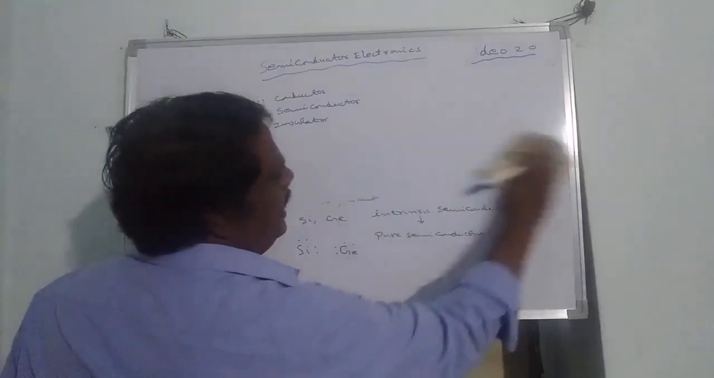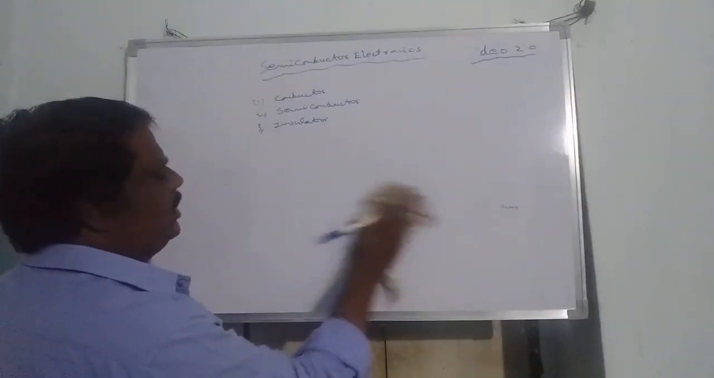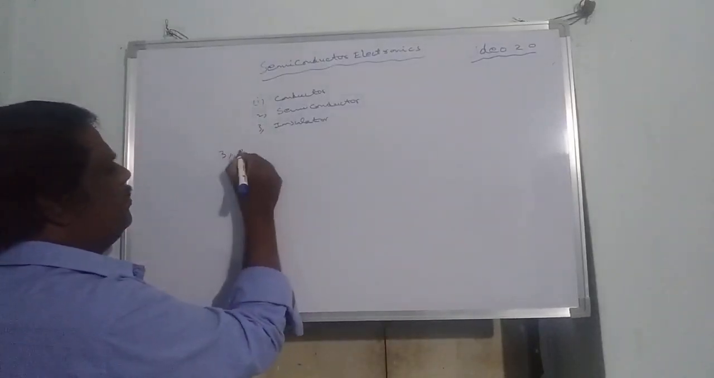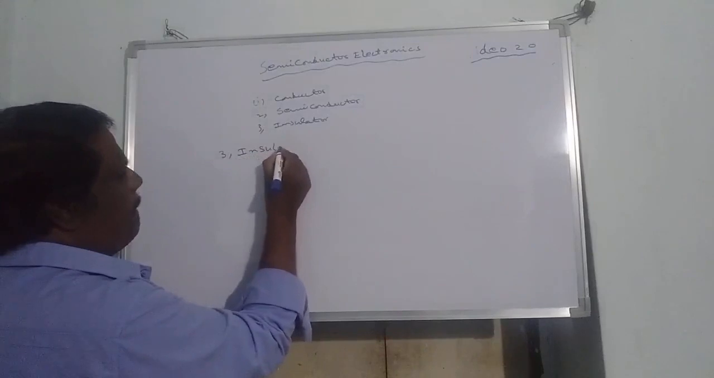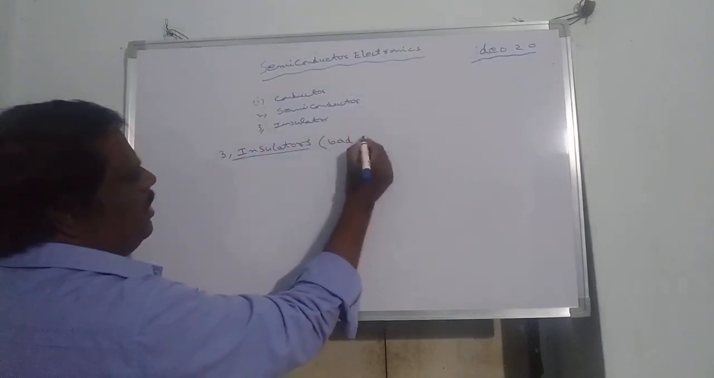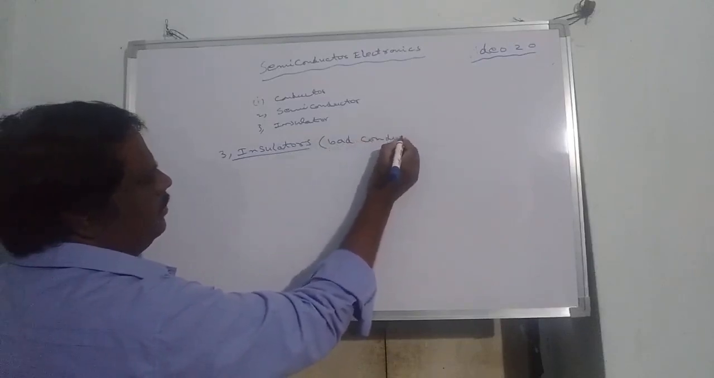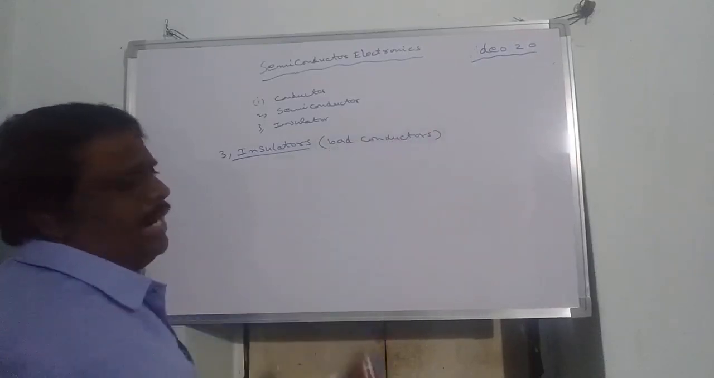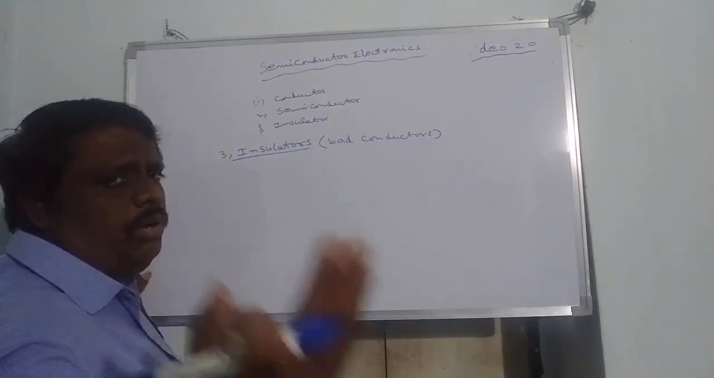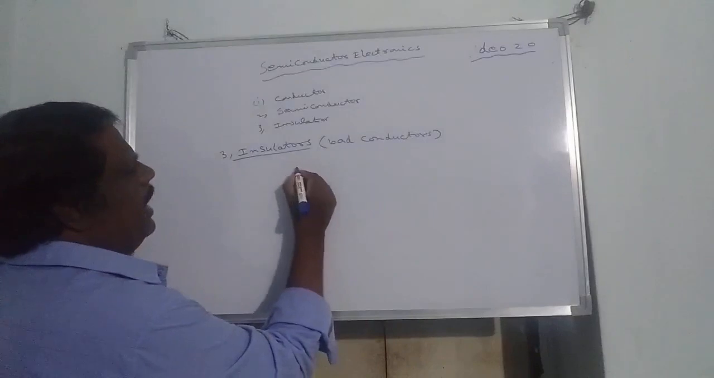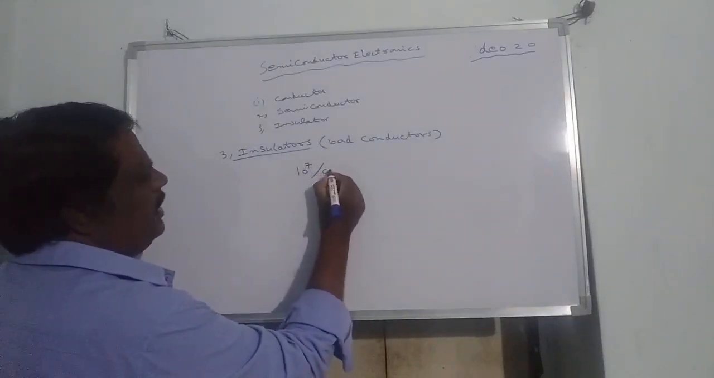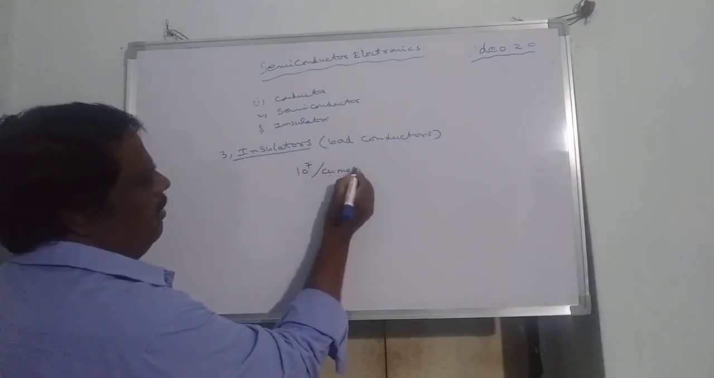Next, insulators, or bad conductors. What are insulators and bad conductors? Insulators are also known as bad conductors. Bad conductors are unable to carry electricity from one point to another because they have very few free electrons, 10 to the power of 7 per cubic meter.